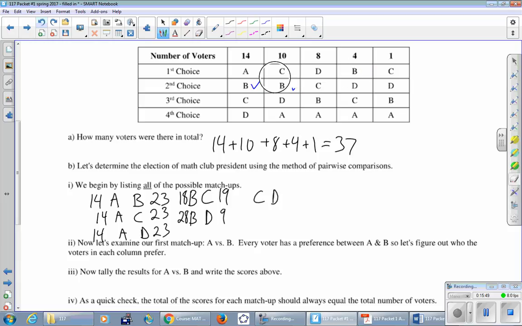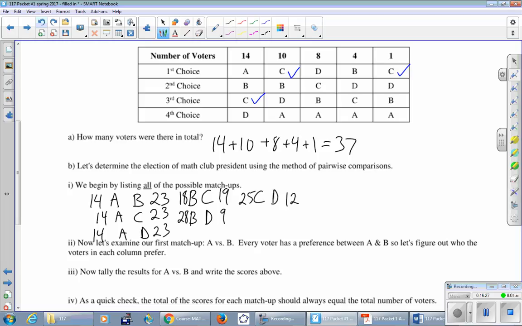Great. And then finally, C versus D, I will arbitrarily decide to check off the C's. So C or D here, that's C. C or D here, that's C. C or D here, that's D. I'm not going to check that. C or D there, that's D. I'm not checking that one. C or D here, that's C. I'll check that one. So the checks for C's, 14 plus 10 plus 1, that's 25. And then every other column for D, that's 8 and 4, that's 12. Add up 25 plus 12, again, we get our magic 37.